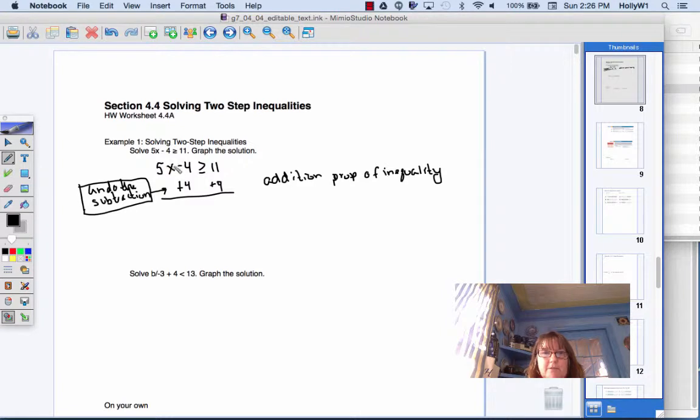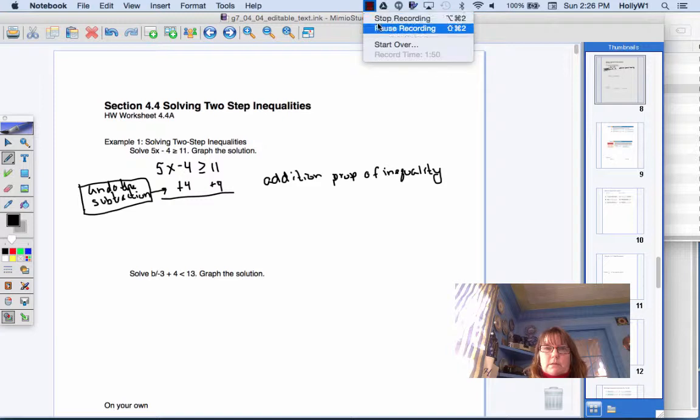Okay, so let's see here. 5x subtract 4 plus 4 gives me just 5x. I seem to have lost my cursor though. I don't know what happened to my cursor. Give me a sec. Hi guys, welcome back. I fixed my problem with my cursor.